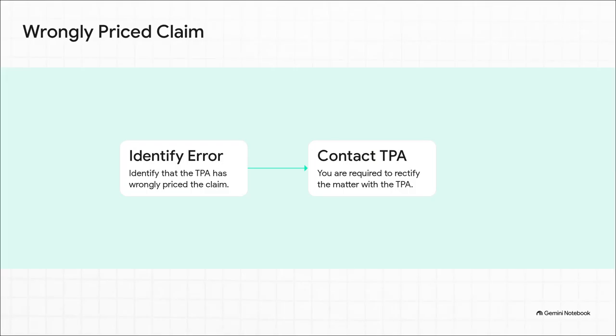Let's map this out as a workflow for your daily operations. Step 1, you identify that the TPA has wrongly priced the claim against your network contract. Step 2, you initiate the corrective workflow by contacting the TPA directly. Step 3, you rectify that specific pricing discrepancy with the TPA before ever involving the insurer. So, the crucial point is that the TPA is your sole point of contact here. Complaining to the insurance carrier about a pricing error will literally get you nowhere.